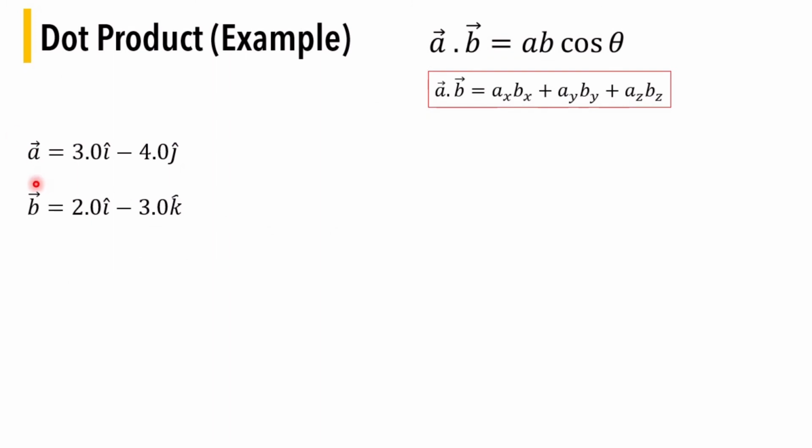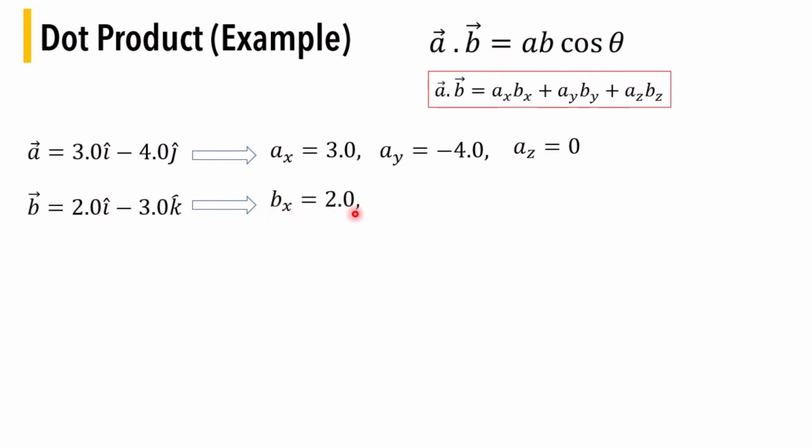Now let us see two vectors, A in this form and B in this form. From A, we can extract the coordinates ax, ay, and az, then bx, by, and bz, like this. Here ax will be equal to 3.0 and ay will be equal to minus 4.0, and since we do not have any k unit vector, our az is equal to 0. Similarly, bx is equal to 2.0, by will be equal to 0 because we do not have any j here, and 3 corresponds to the z component, so bz will be equal to minus 3.0.